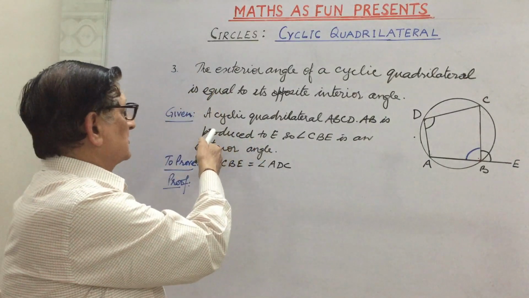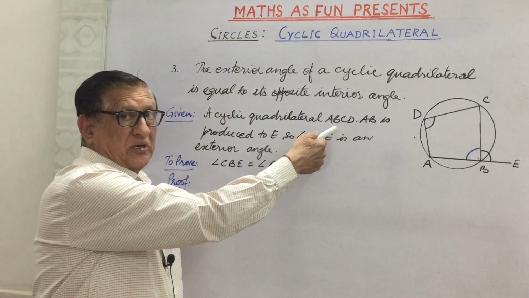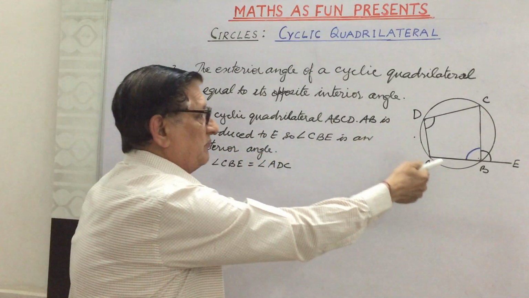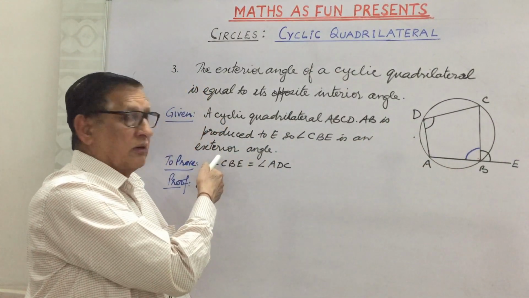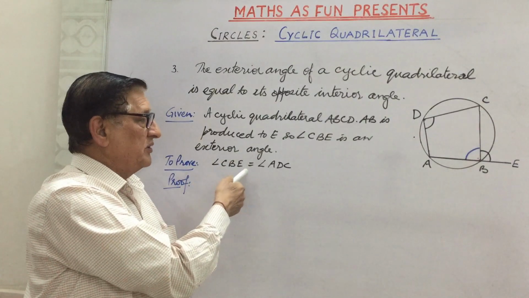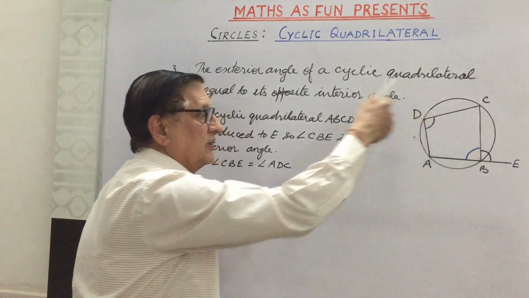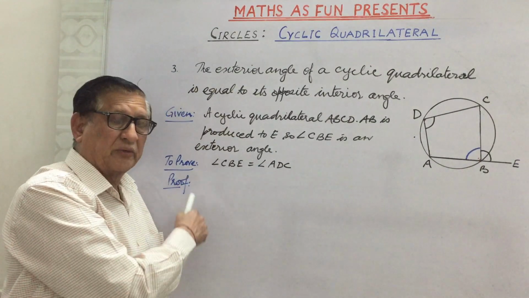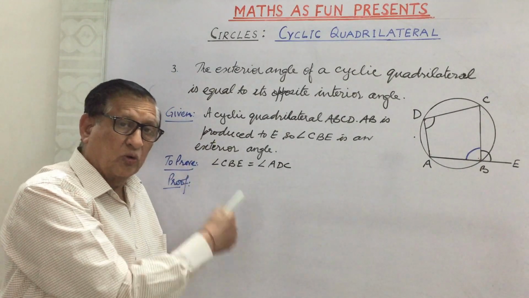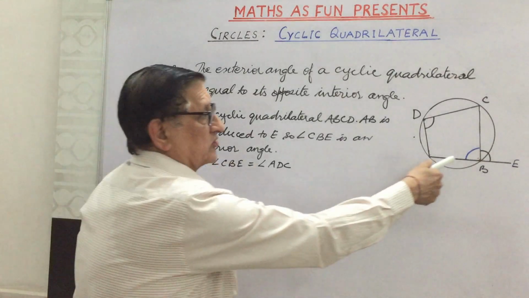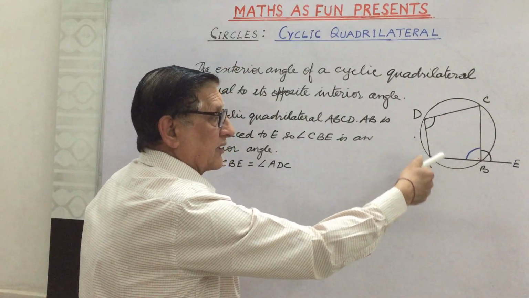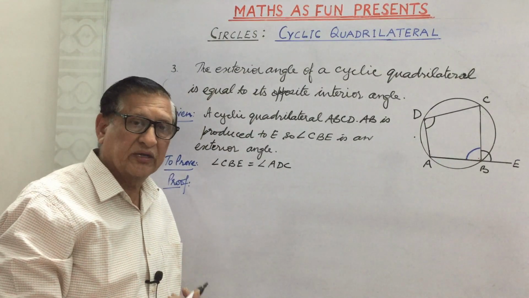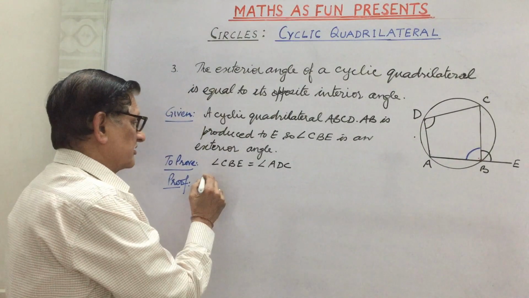So what is given to us? A cyclic quadrilateral ABCD. AB is produced to E. So angle CBE is an exterior angle. And we have to prove that angle CBE is equal to angle ADC. There is no construction required in this. So we are coming to the proof directly. We know that a pair of opposite interior angles of cyclic quadrilateral is supplementary or have a sum of 180 degree. We can write here the same.